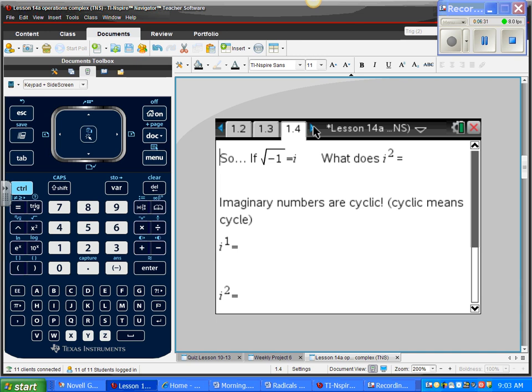So, if the square root of negative 1 equals i, what's i squared equal? Careful. Negative 1. Why is it negative 1?